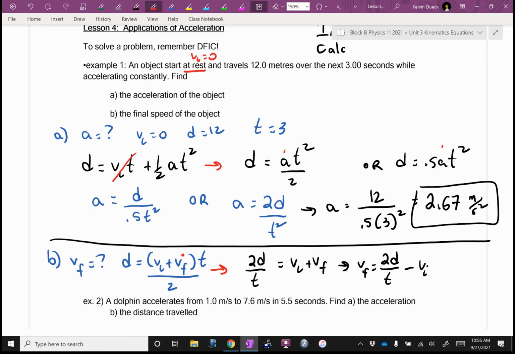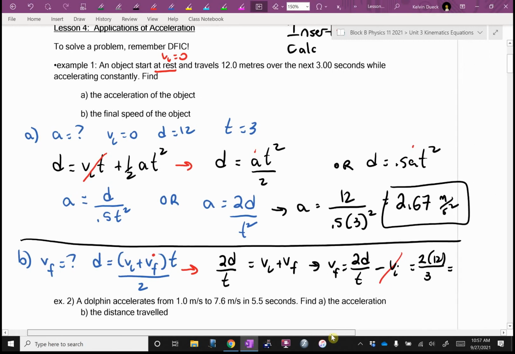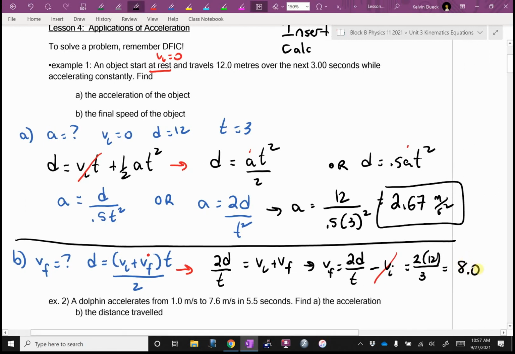Now I agree with you, Nicole. VI is 0, so everybody, if you want to now, you can cross that out. Nicole, what was D? What was T? 8. Yes, people? Double check me. Yeah? And I'll make it look really impressive. I'll go 8.0. Units, you can even go 8.00 to 3 sig figs if you wanted to. Units, meters per second. Okay?